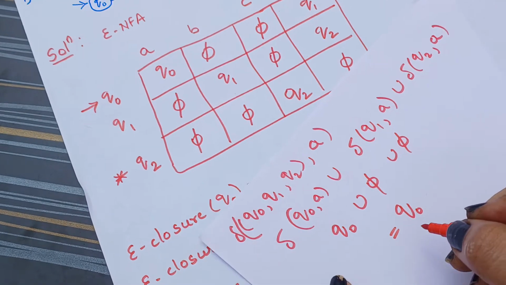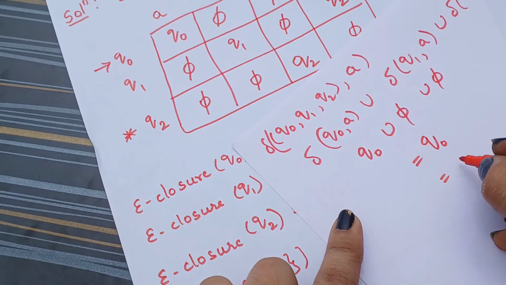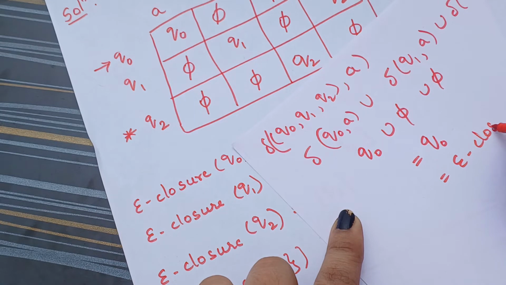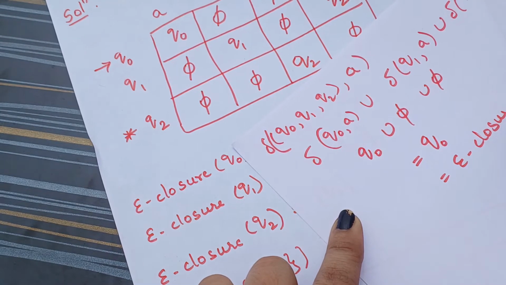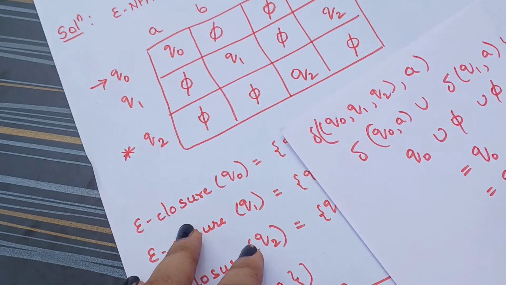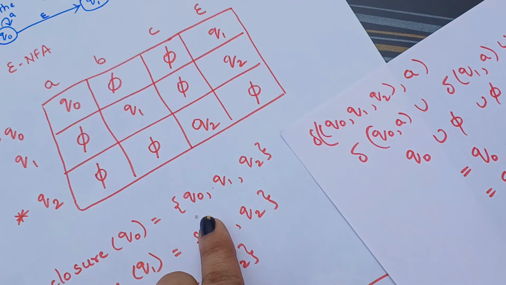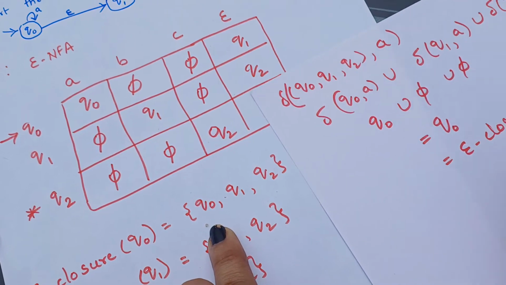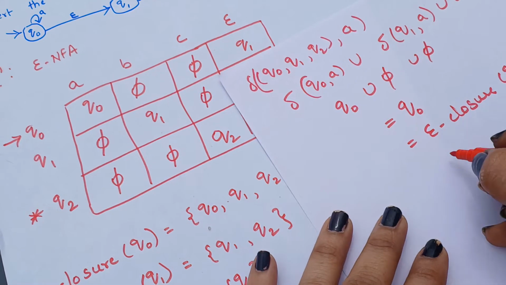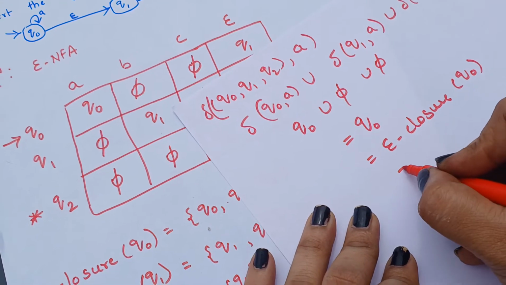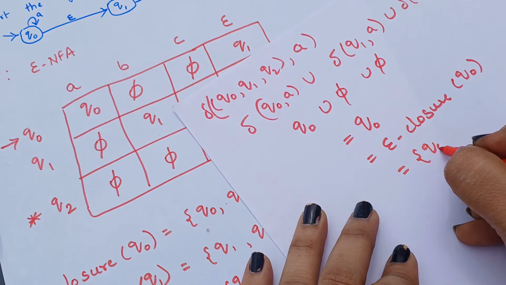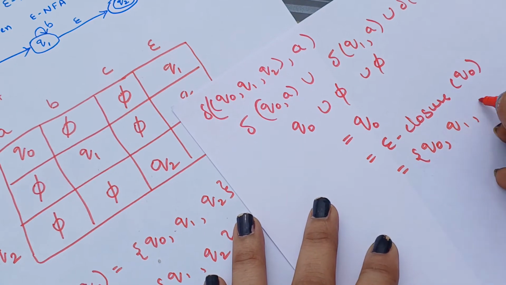So we can say this is the epsilon closure of Q0. The epsilon closure of Q0 is Q0, Q1, Q2. So here we can say epsilon closure of Q0 is Q0, Q1, Q2.